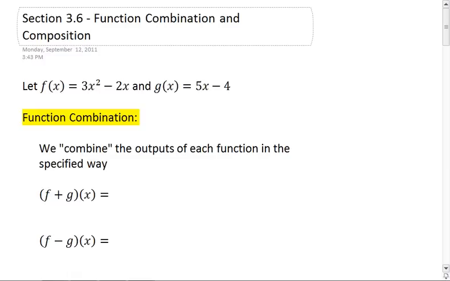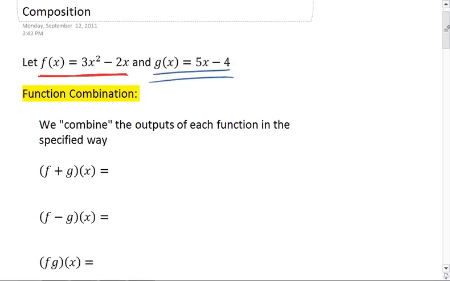Section 3.6, Function, Combination, and Composition. For these videos, go ahead and let f of x equal 3x squared minus 2x, and you will want to write these down, and let g of x equal 5x minus 4.